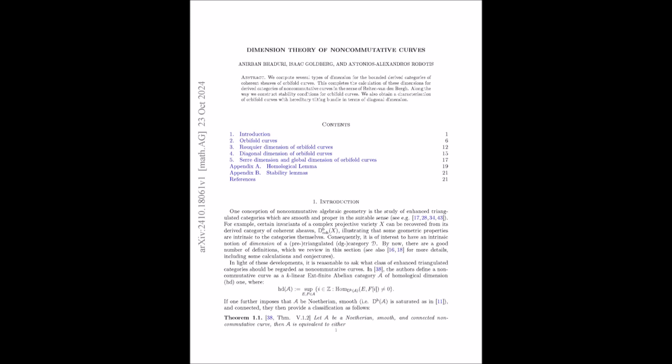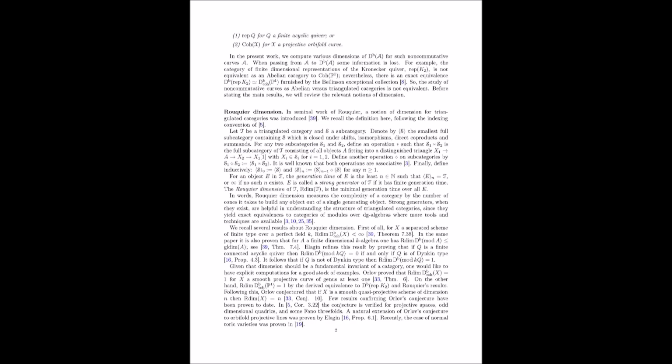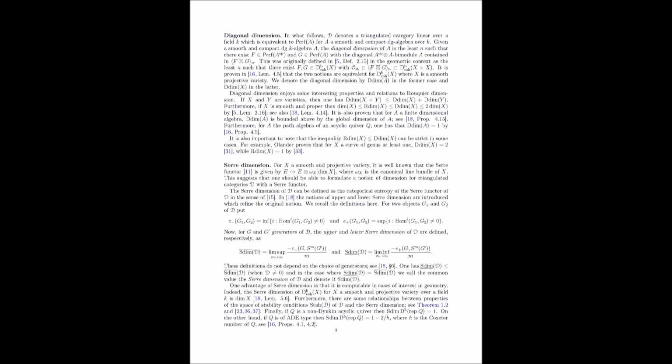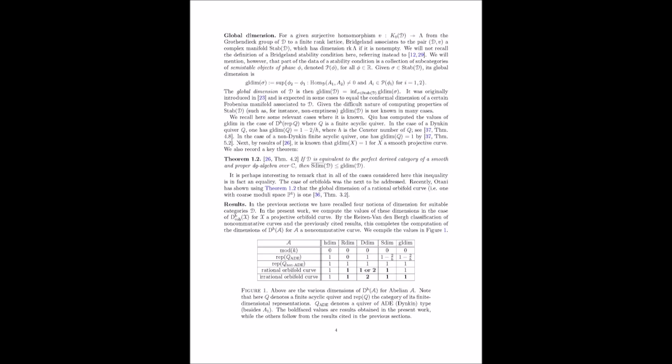Okay, so we've explored the depths of the diagonal dimension. What insights do they offer about the Serre dimension and the global dimension on these last few pages? Well, as we saw in section 5, the Serre dimension of an orbifold curve is always 1. That was pretty straightforward. Yes, it follows directly from the result for smooth projective varieties. But the global dimension was a bit more of a challenge. To figure it out, they first had to prove that stability conditions exist on the derived category of coherent sheaves on an orbifold curve.